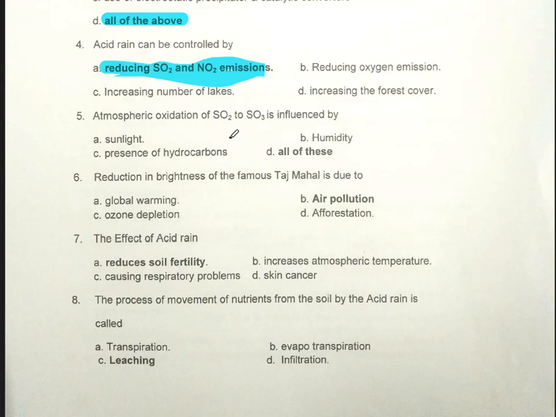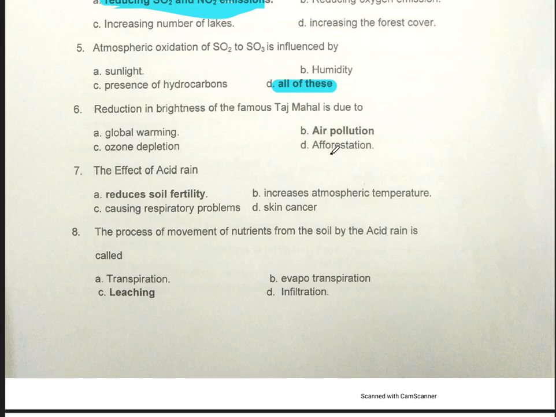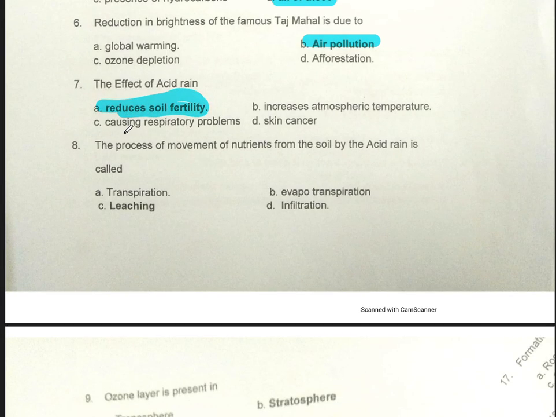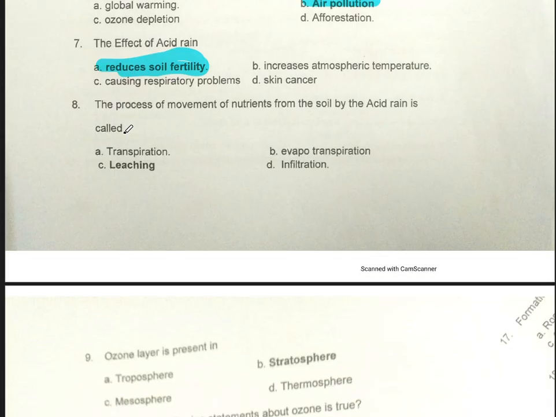Atmospheric oxidation is influenced by the sunlight, humidity, presence of the hydrocarbons, all of these. Reduction in brightness of the famous Taj Mahal is due to the air pollution. The effect of the acid rain reduces the soil fertility. The process of movement of nutrients from the soil by the acid rain is called leaching.